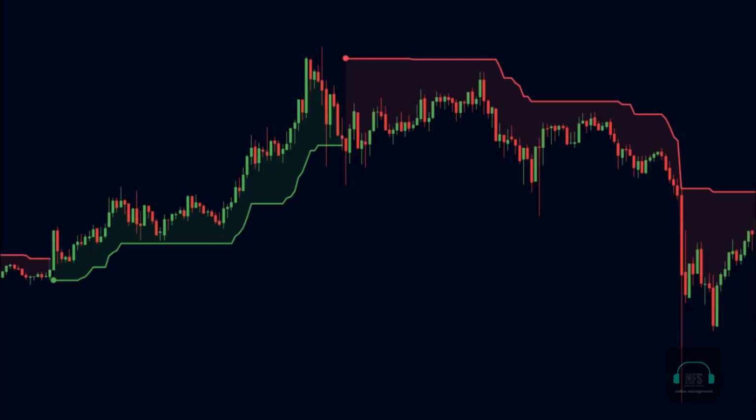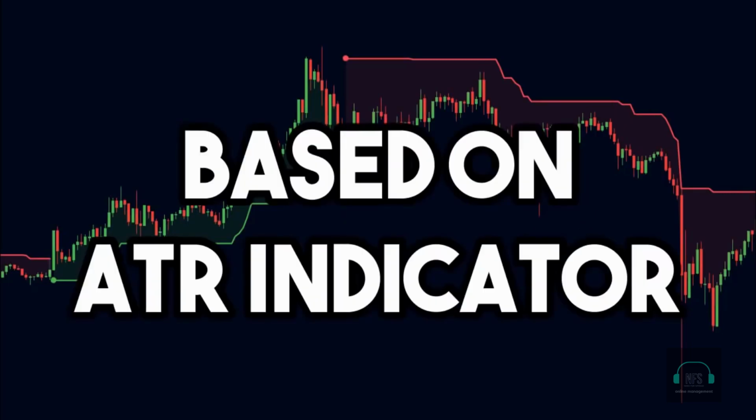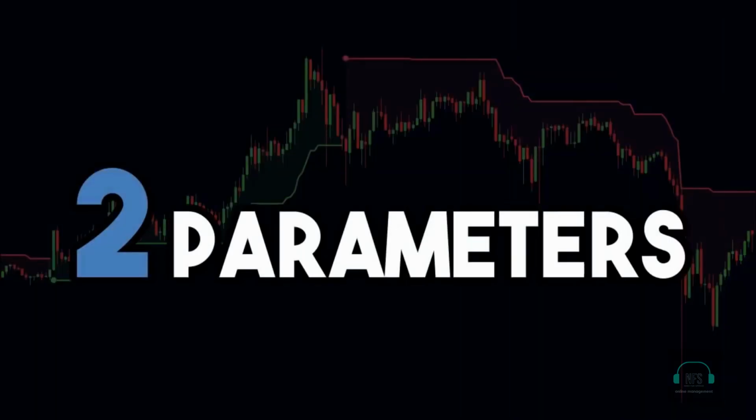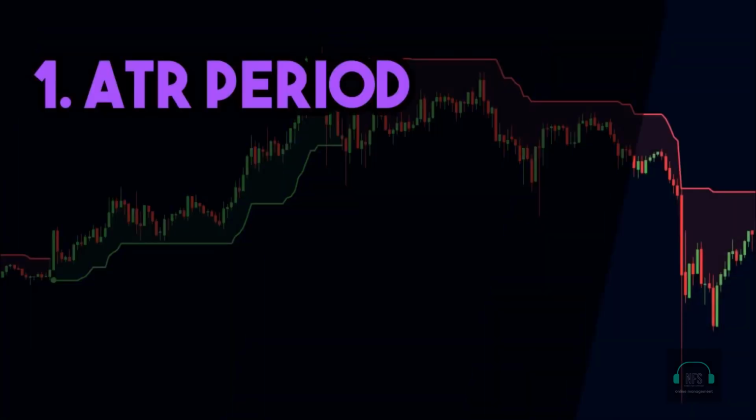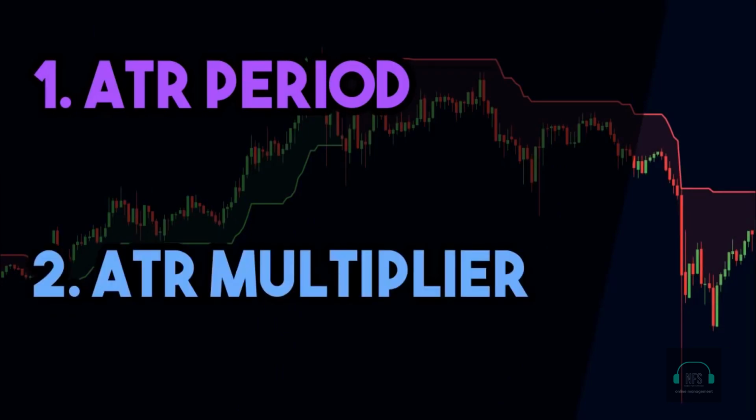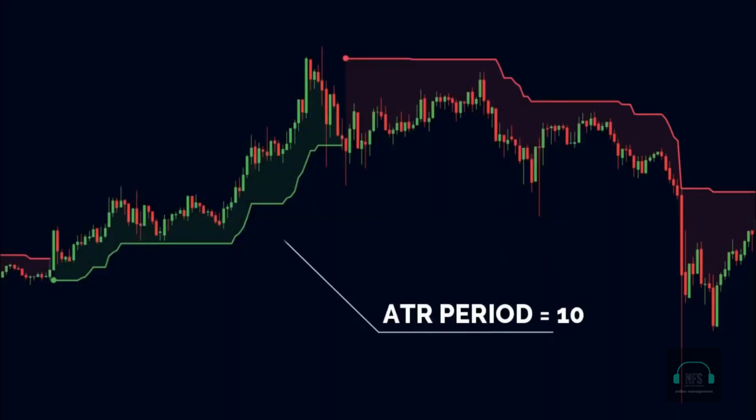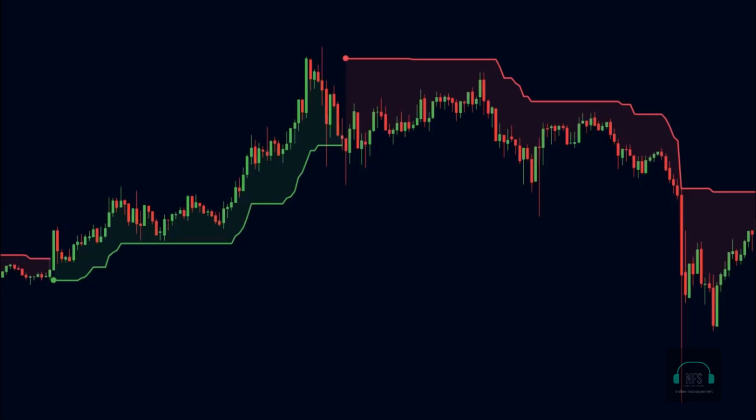The Supertrend is based on the ATR indicator. There are basically two parameters that affect the Supertrend. The first is ATR period, and the second is ATR multiplier. By default, the ATR period is set to 10, and the ATR multiplier is set to 3. These settings are good enough for trading, but you can play around with different settings to suit your style.